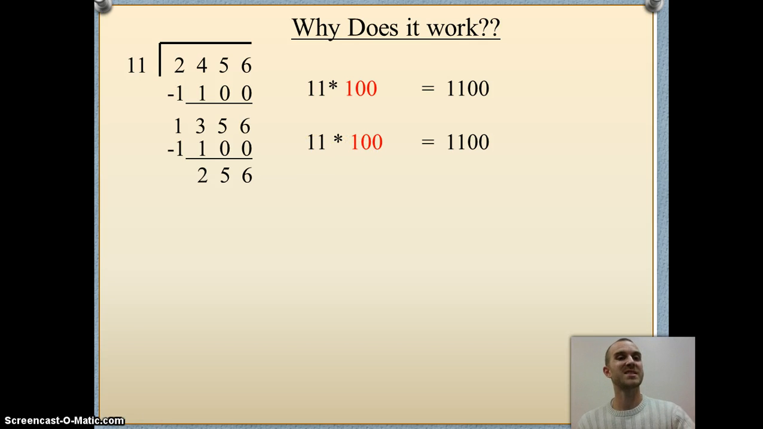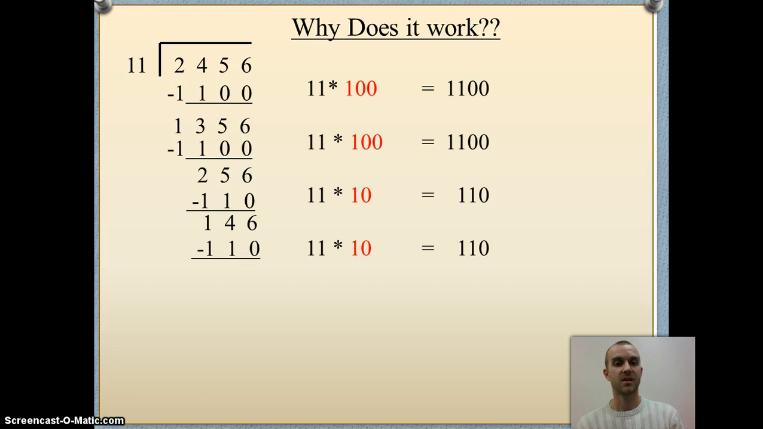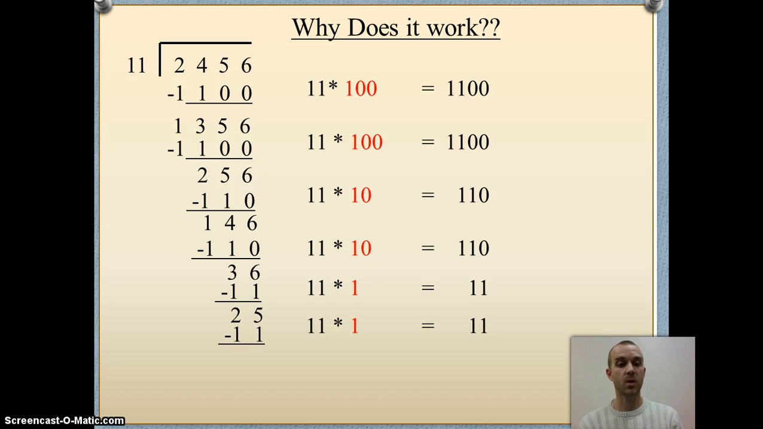So now I'm going to go to my tens. 11 times 10 is 110. I can pull 110 out. I can do that again. Pull out another 110. Now I'm left with 36. Well, I can't pull out any more 10s, so now I'm going to start pulling out 1s. 11 times 1 gets me to 25. Another 11 times 1 gets me to 14. Another 11 times 1 gets me down to 3, my remainder.